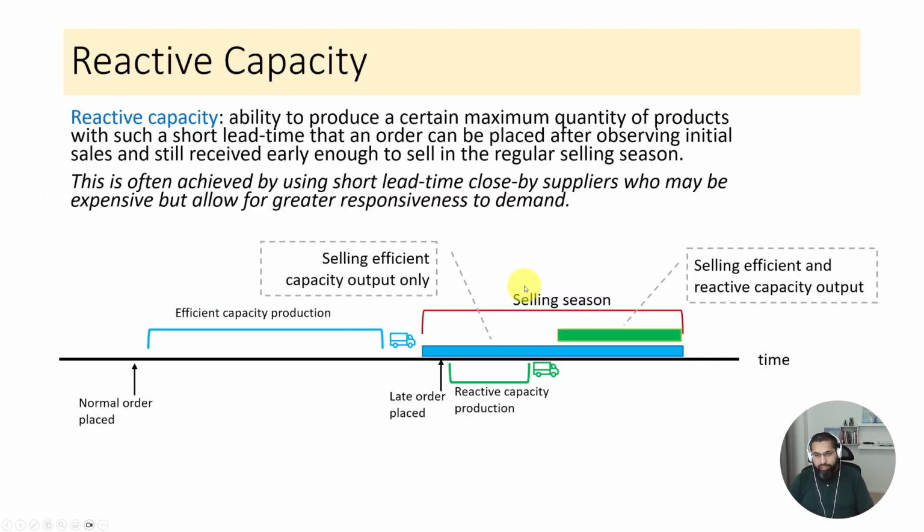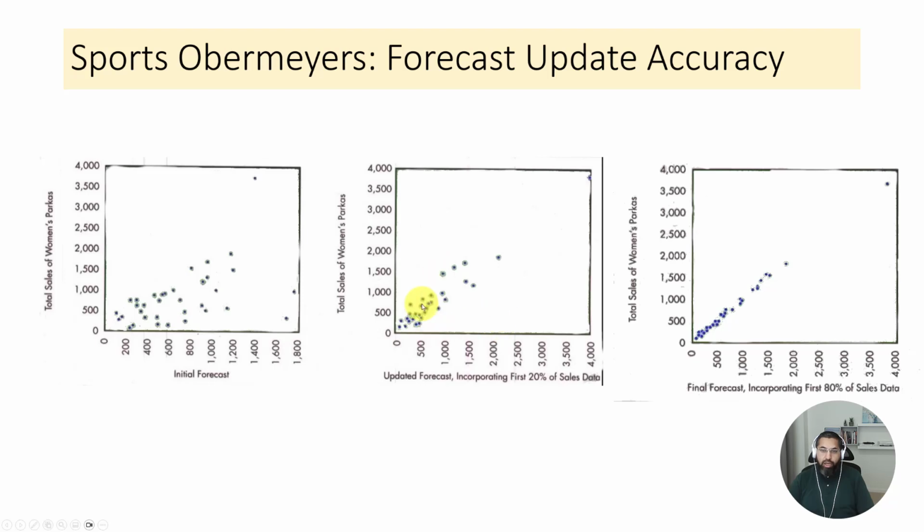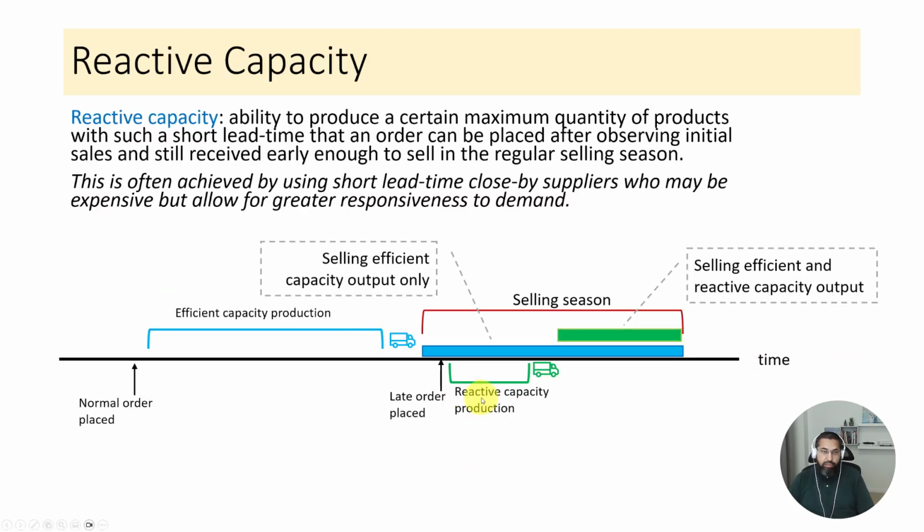So you can see that the forecast accuracy improves, which is why with this late order, the second order placed, you're going to hit the nail on the head. You're not going to have extra units left unsold, or too few units, where you are losing sales. You're going to really match the demand and the supply with the second order. So that's the accurate response. That's the accuracy coming in. The accuracy in the forecast comes from observing initial sales in the selling season, and being able to benefit from this accuracy because of the low lead time reactive capacity.